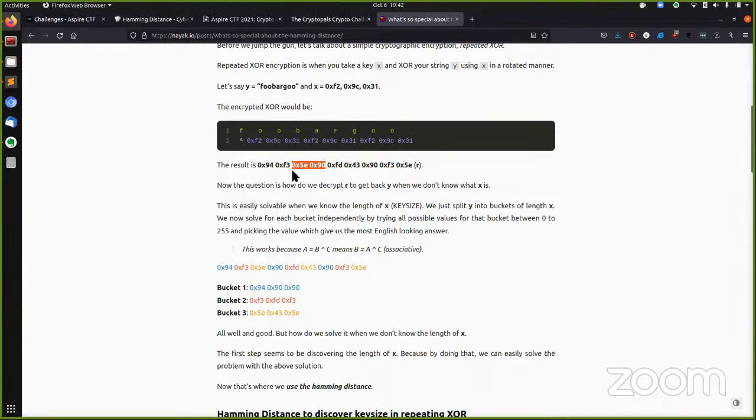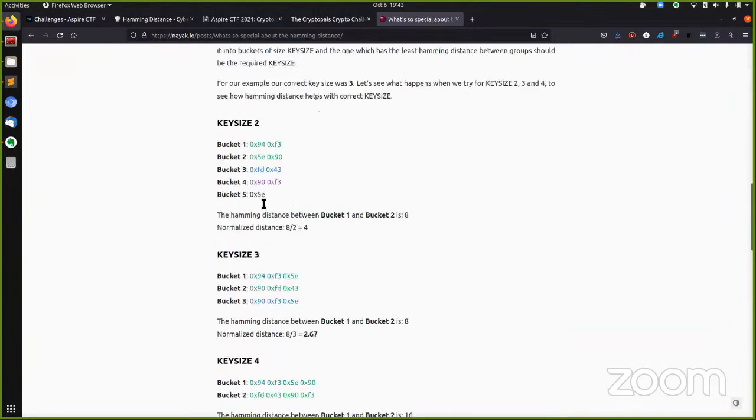So if we were to divide this into 2, the Hamming distance we would calculate would be between these two parts, these 2 bytes and these 2 bytes, and so on and so forth. If we are trying to determine if it's a key length of 3, we would use these 3 bytes and these 3 bytes again. So again, this is what he has done exactly here. So he's divided the data into groupings based on what the key size is that is to be guessed.